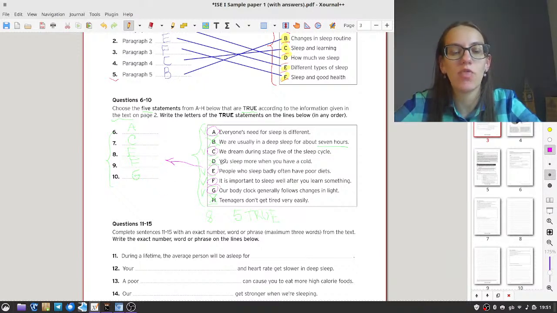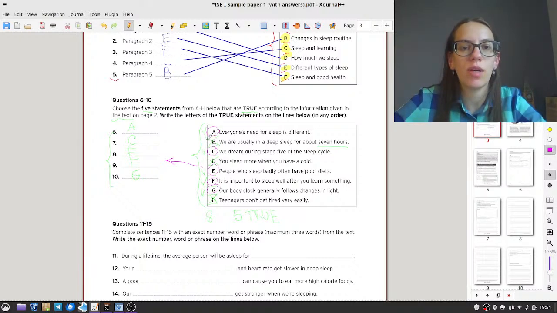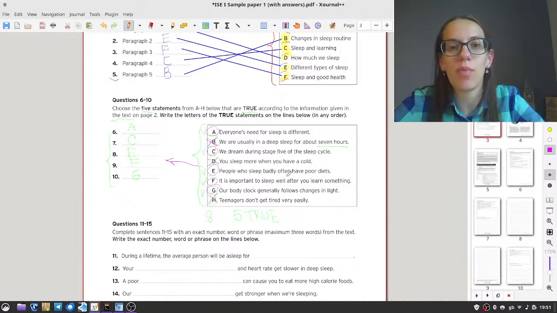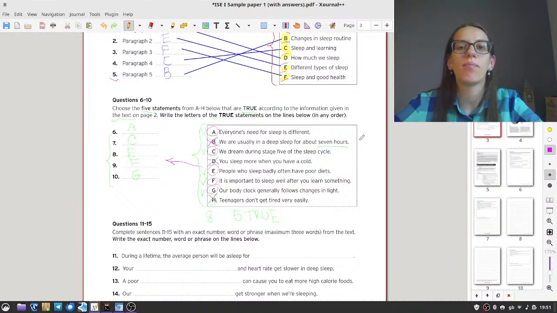And the ones that are false, there are 3 of them. There are always 3 that are not true, false, or not mentioned in the text. This is B, D, and H for us. We just ignore them. We don't put them anywhere.